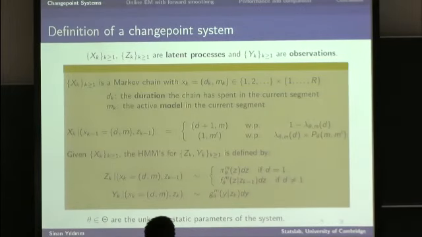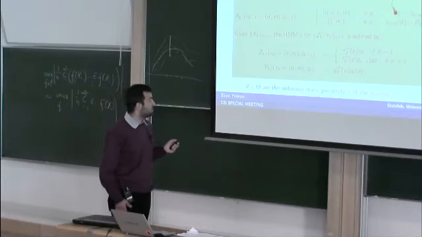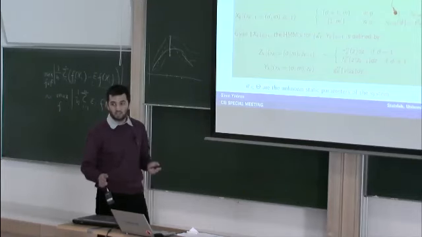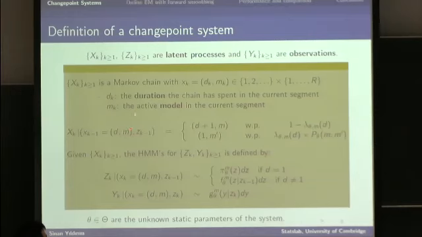Here's a more mathematical definition. We can define a changepoint system with three processes X, Z, and Y. X and Z are latent processes, and Y is the observation process. X is a Markov chain with two components, d_k and m_k, where d_k is the duration the changepoint system has spent in the current segment, and m_k is the active model in the current segment, and this X_k defines the underlying structure of the changepoint system.